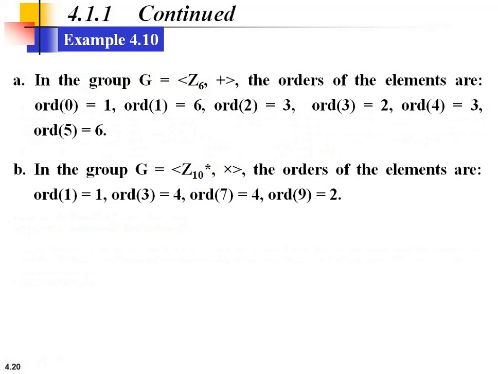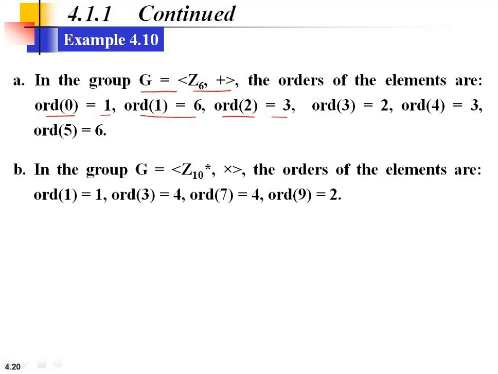So for example, we have the group Z6 defined over the addition operation. If we find the order of the elements, since 0 generates only one element, the order of 0 is 1. 1 can generate all the elements, so the order of 1 is 6. 2 can generate only 3 elements, so the order of 2 is 3, and so on.